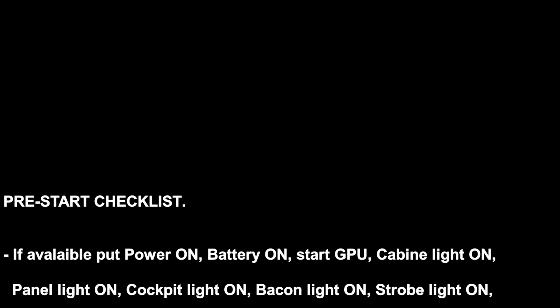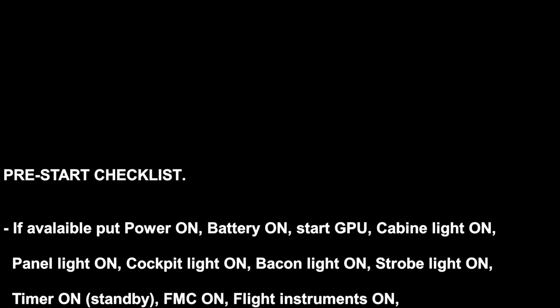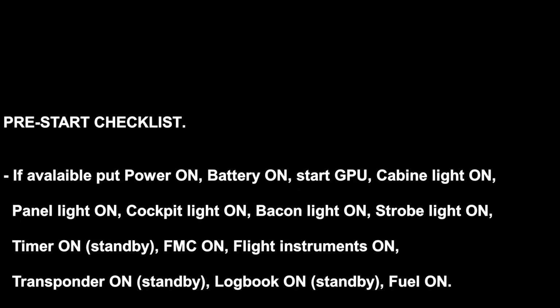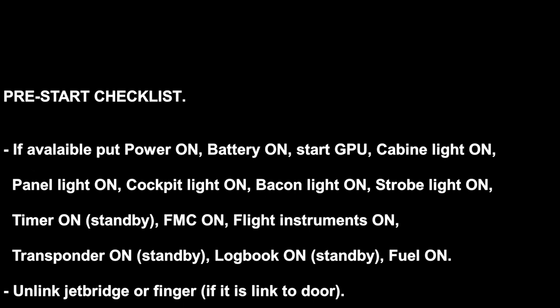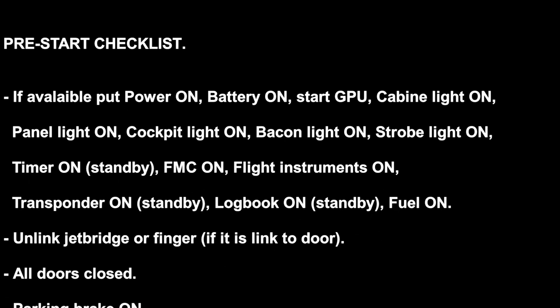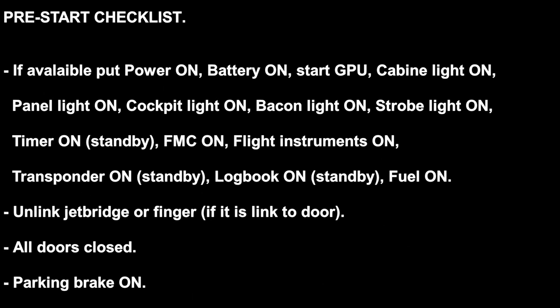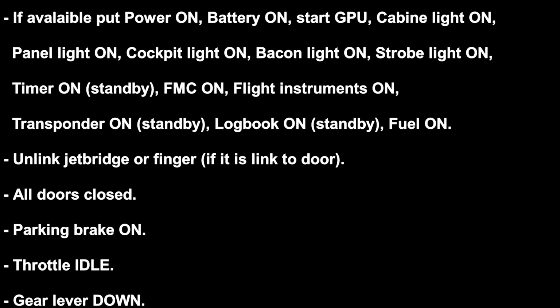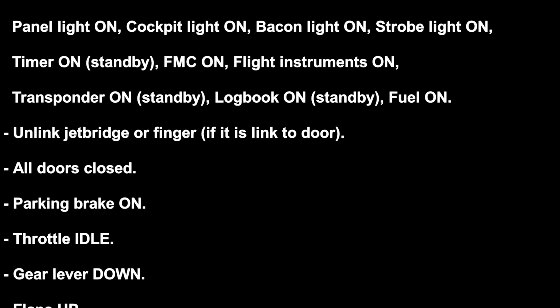Pre-start checklist. If available, put power on, battery on, start GPU, cabin light on, panel light on, cockpit light on, beacon light on, strobe light on, timer on, standby, FMC on, flight instruments on, transponder on, standby, logbook on, standby, fuel on. Unlink jet bridge or finger, if it is linked to door.